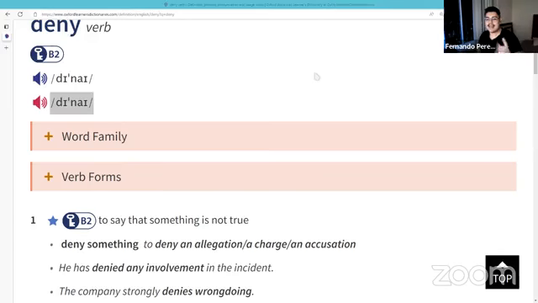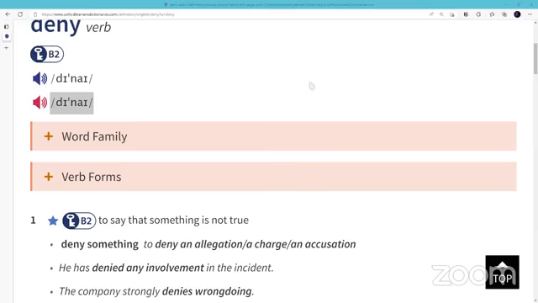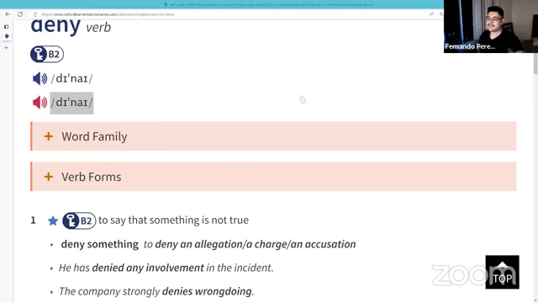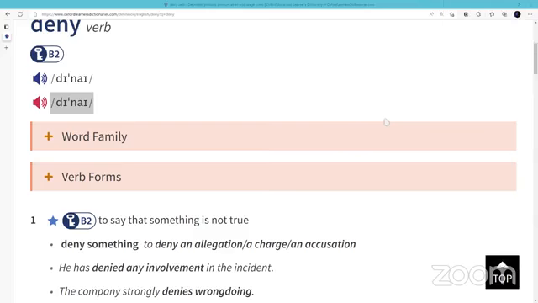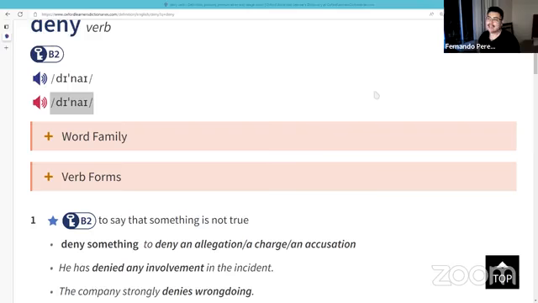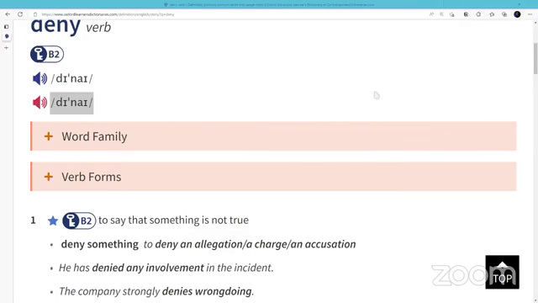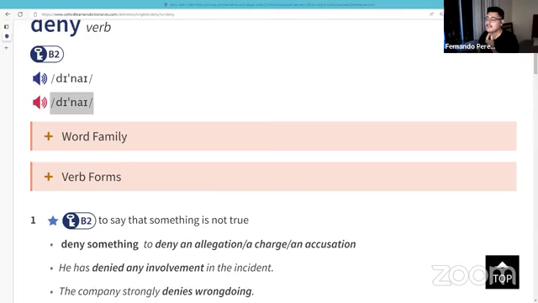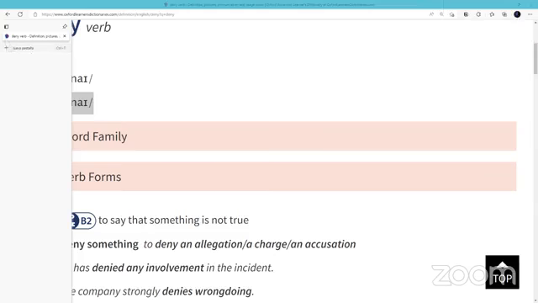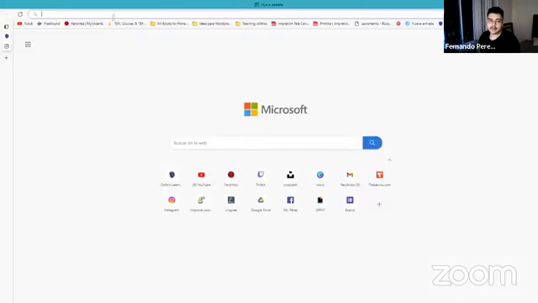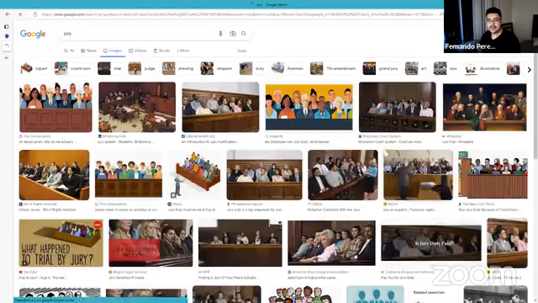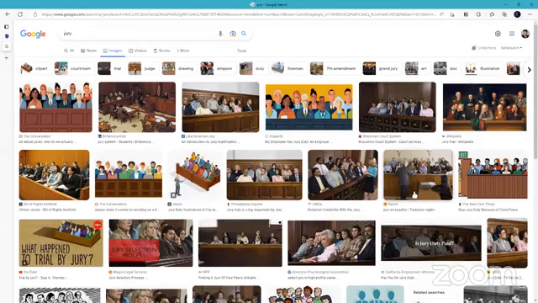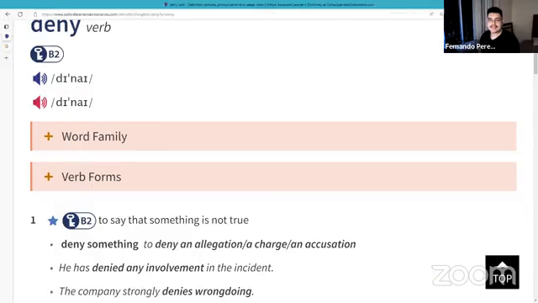If somebody accuses you, you can deny. To say that something is not true. Another person accuses you and you express, no, I didn't do it. This is to deny. In what cases do you deny? A judge? No, it's not the judge. The judge is the leader. It's jury. In a jury, exactly. Deny. That's right.